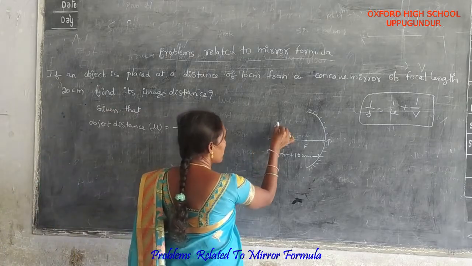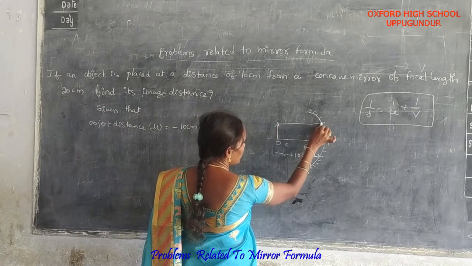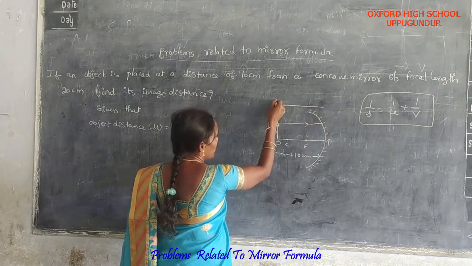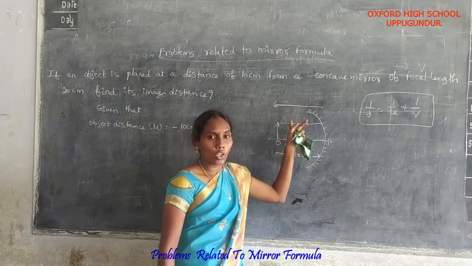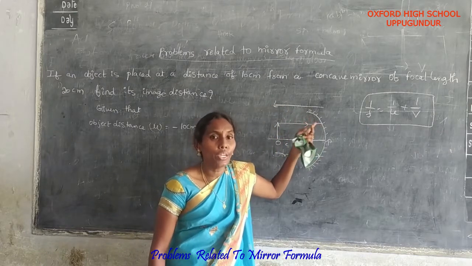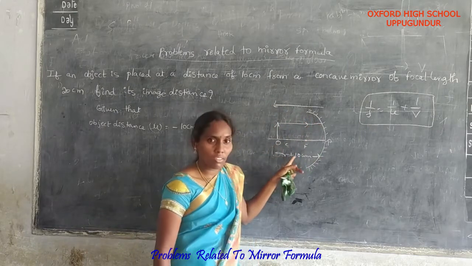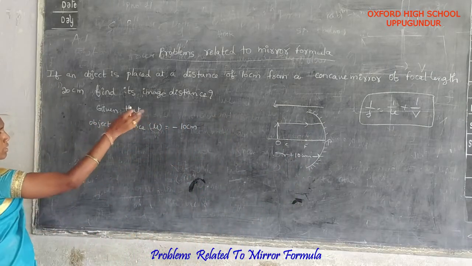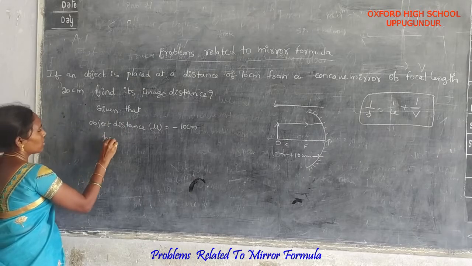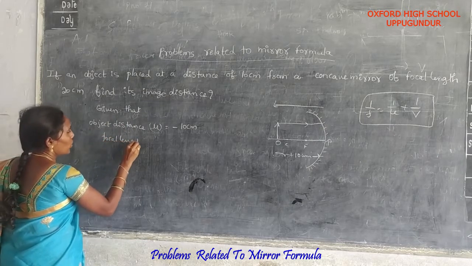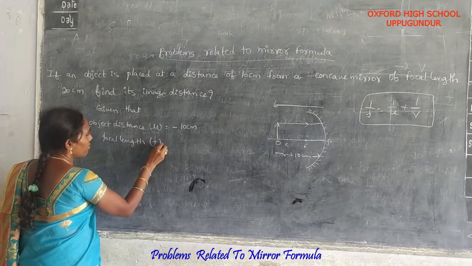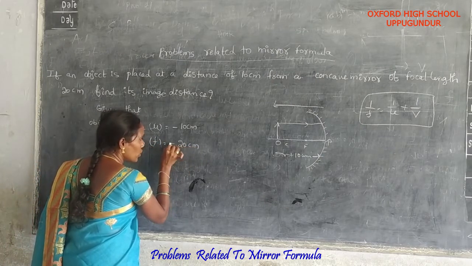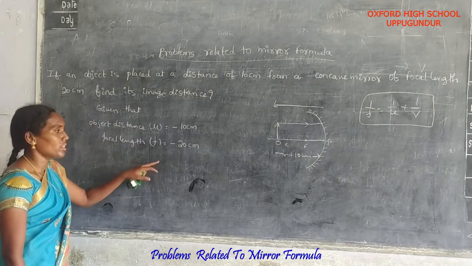Actually, the light rays are coming from object to pole, but the distance is measured from pole to object. These two directions are opposite, so we take the object distance as negative. And next, what is given? Again, focal length is given. Focal length is represented by small f. Focal length is equal to 20 centimeters. Here also focal length should be taken as minus 20 centimeters.